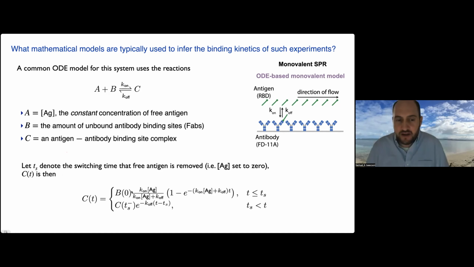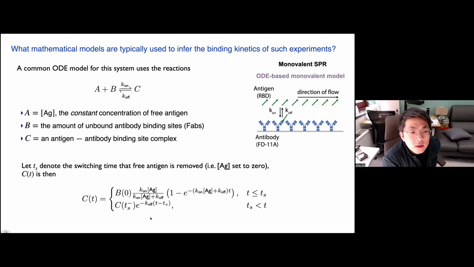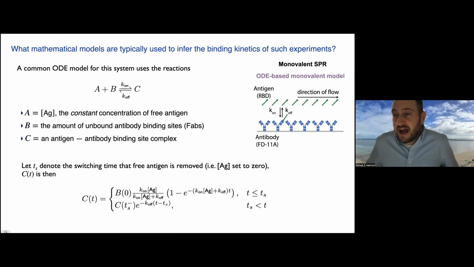Sam, I have a question. How can they experimentally keep the constant concentration of free antigens? Sure. You're asking basically about a detail of how the SPR experiment works.